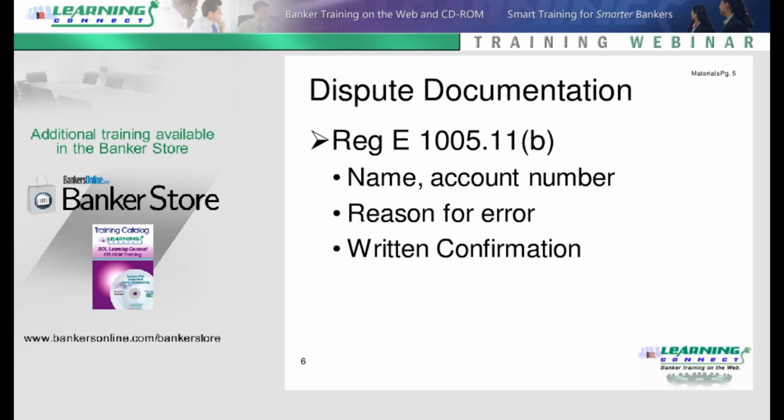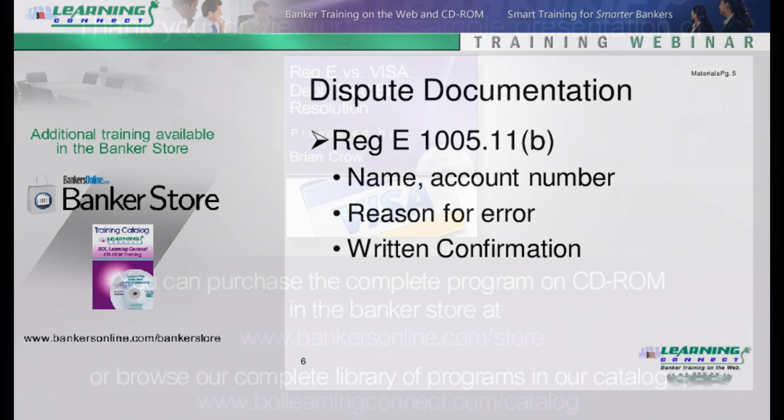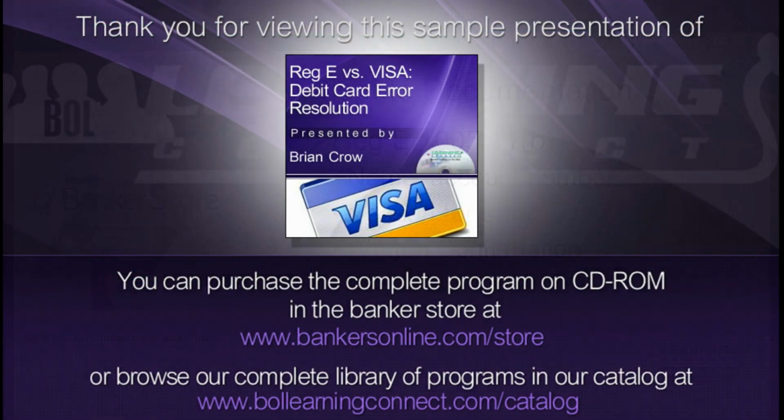Now, further down the page, note that with respect to requiring something in writing from your customer, that you're permitted to do, but not as a condition of the investigation, only as a condition of providing provisional credit. So if the customer does not submit their claim in writing, fine, you don't have to provide provisional credit, but you still have to investigate their claim, and that can lead us into conflict with what Visa is going to ask of us.